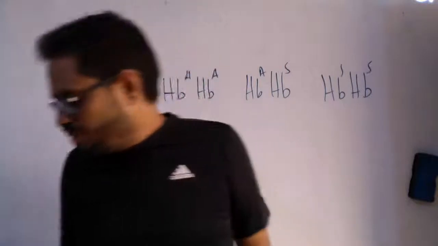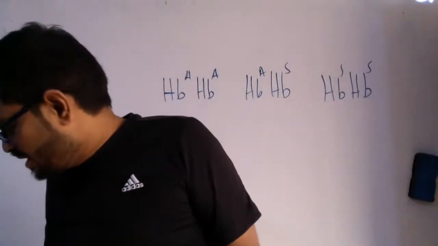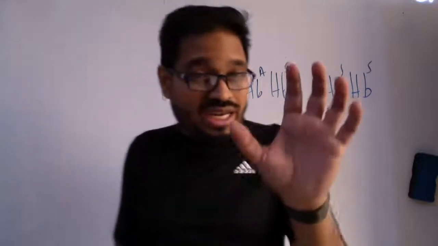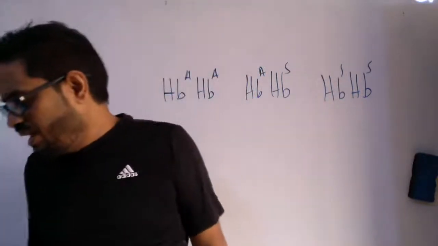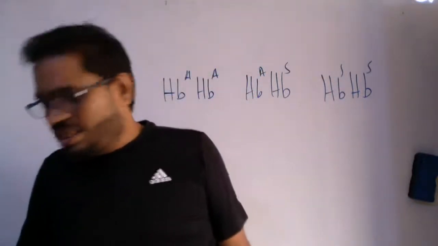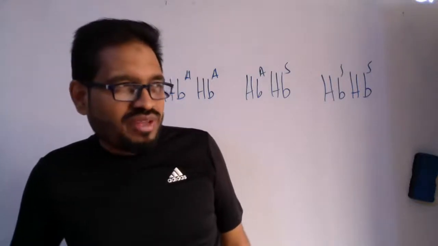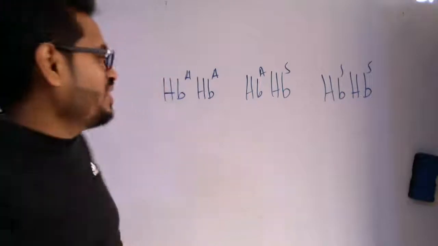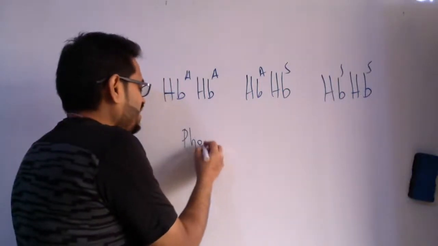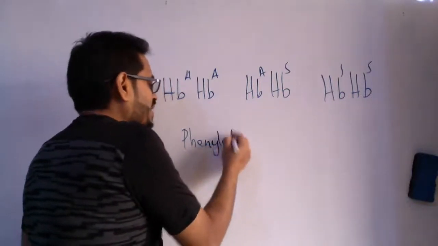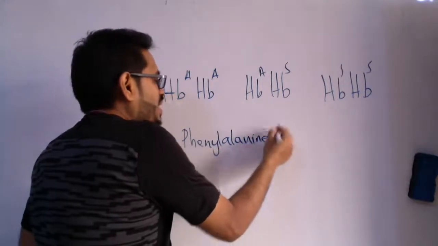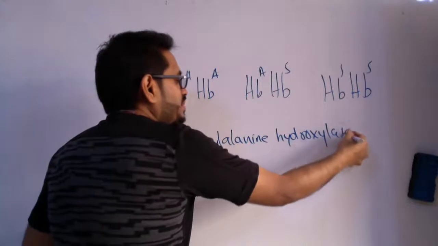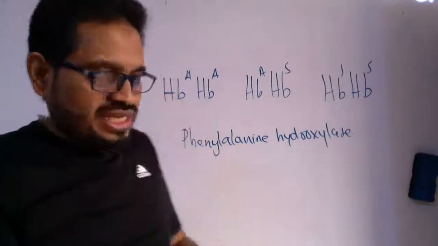Okay, so sickle cell anemia is the best example for autosomal recessive, GAG changing to GUG. Identify that point. Then comes phenylketonuria, autosomal recessive because of the lack of an enzyme, phenylalanine hydroxylase. What is the name? Phenylalanine hydroxylase. This enzyme deficiency makes this disease happen.